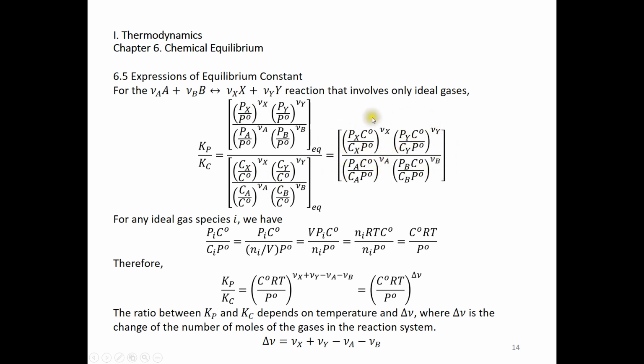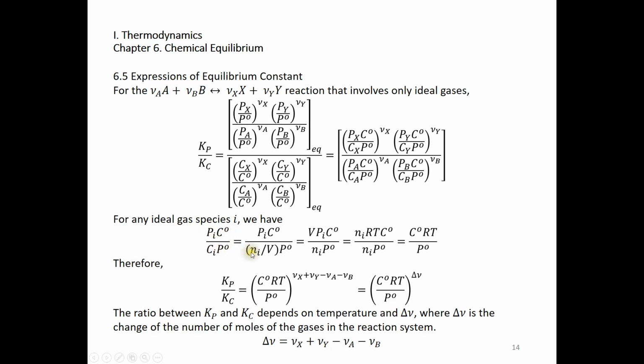So we have this awfully complicated expression. We have 4 terms just for x, 4 terms for y, 4 terms for a, and 4 terms for b. But we can somehow get a general expression. So for just any ideal gas species I, we will do this. We'll do p sub I times c naught divided by c sub I over p naught. First, realize this is unitless because pi over p naught is unitless, c naught over ci is unitless.